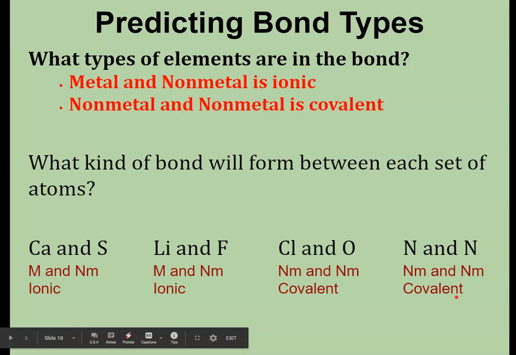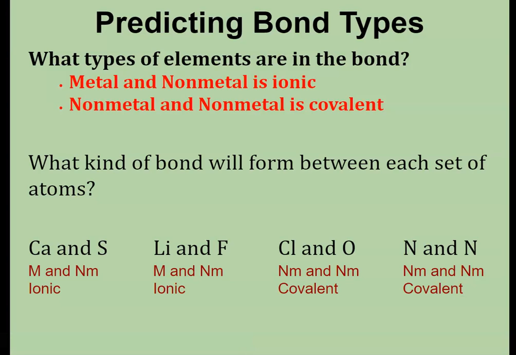When you're trying to decide what kind of bond is going to form, start by determining if it's ionic or covalent, by determining if you have a metal and a nonmetal, or if you have two nonmetals. That's always going to be your first step.